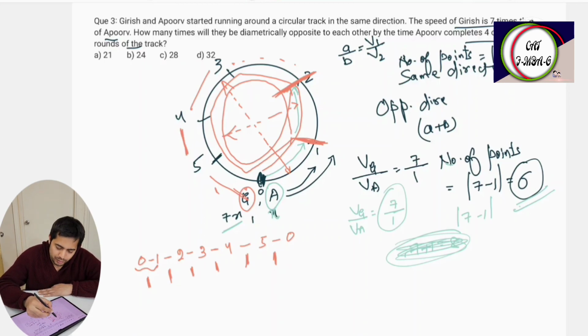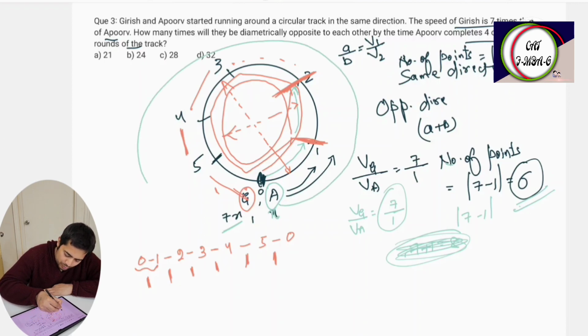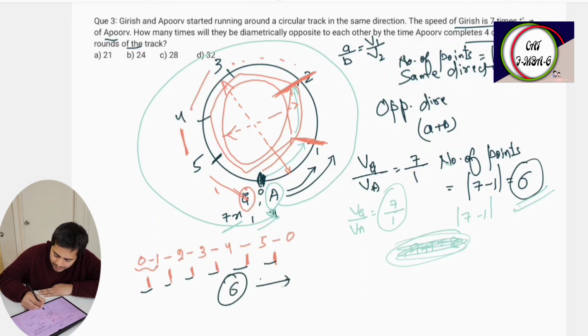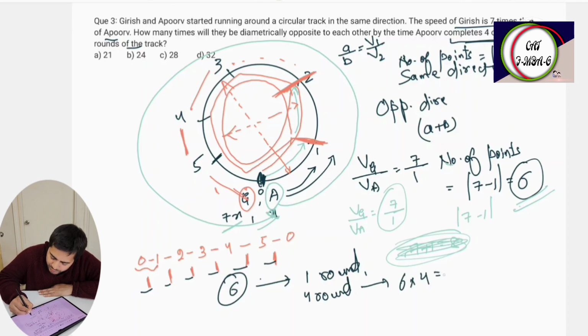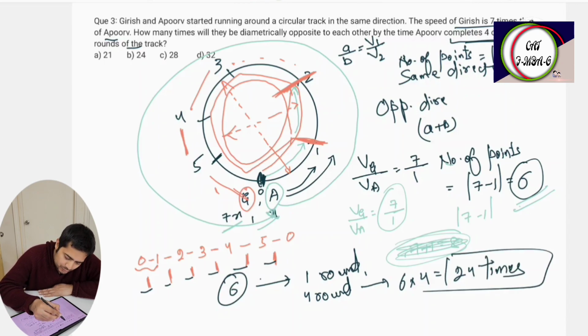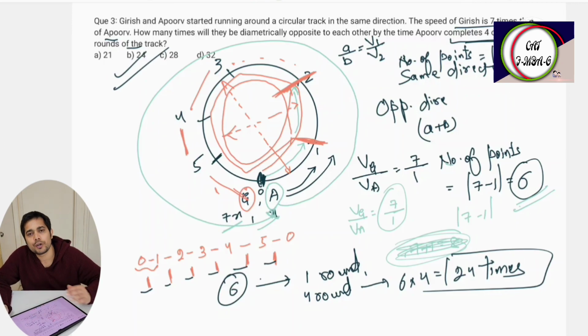When Apurv completes this whole round, they are diametrically opposite 1, 2, 3, 4, 5, 6. So 6 times in one round. Apurv completes 4 complete rounds. So in 4 rounds, it will be 6 into 4 is equal to 24 times. This should be the right answer. So option number B is the right answer, 24 times.